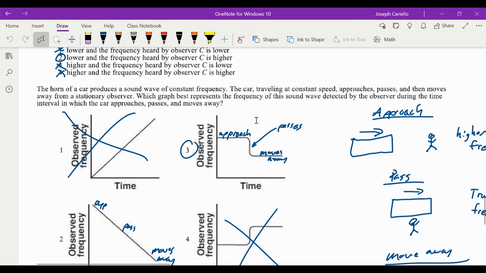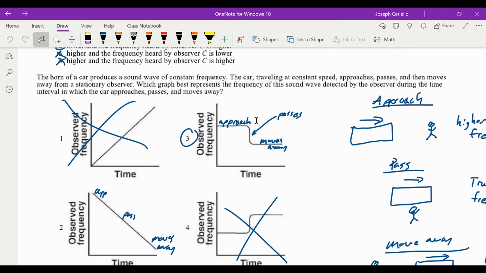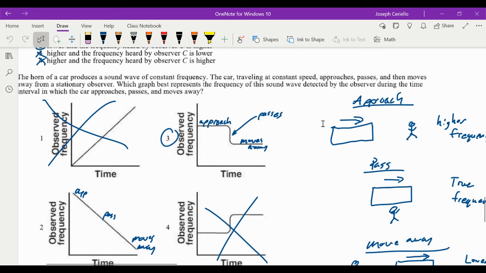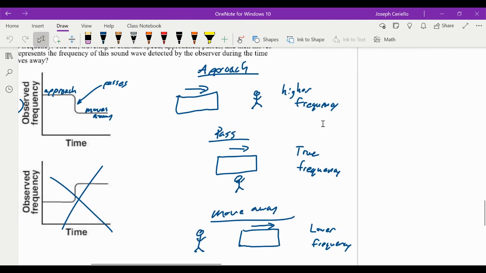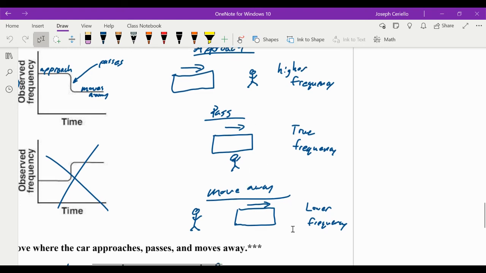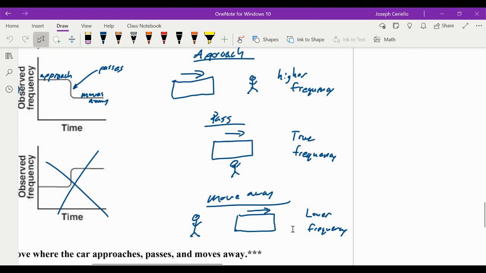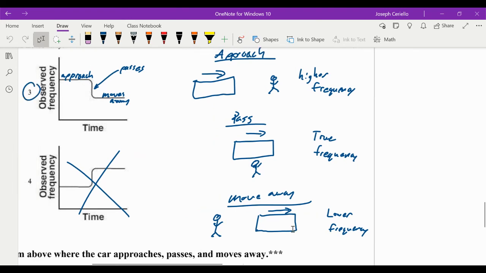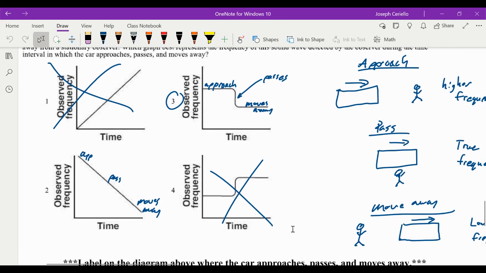Now, this one's a little bit more difficult because I think of the graph. So a car is approaching, passing, and moving away from a stationary observer. We have to think about the frequency that the stationary observer hears. As it approaches, they hear a higher frequency. When it passes them, they hear the true frequency. When it moves away, they hear a lower frequency. So we know that as time goes on, the frequency has to go from a higher number to a lower number. That's why we eliminated choices 1 and 4.